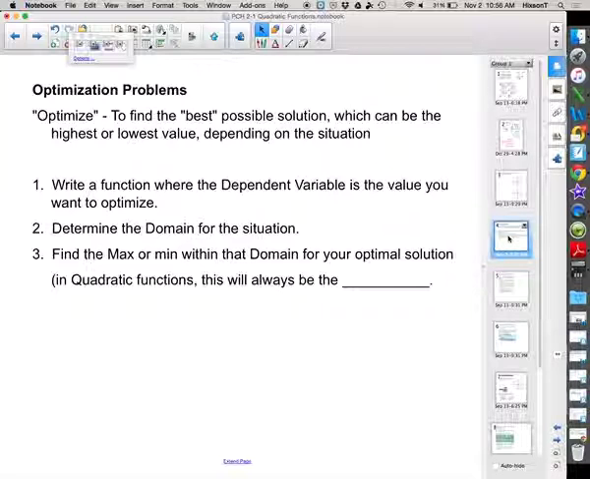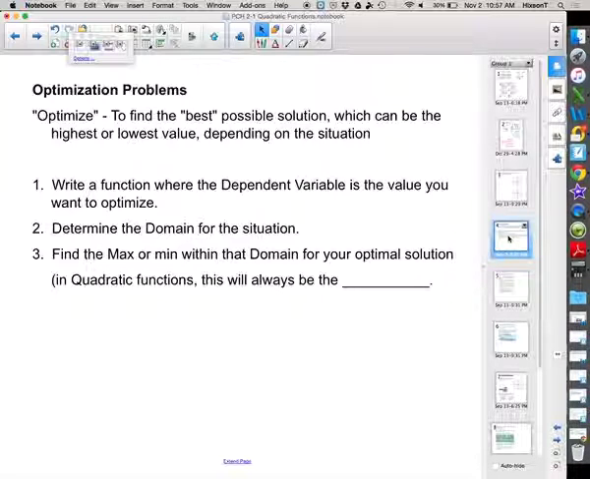Now, here's a basic strategy if you're trying to deal with an optimization kind of problem. First of all, of course, after you understand what the problem is saying and all of that basic stuff that applies to all problem solving, you're going to try to write a function where your dependent variable, that's the y, right? The dependent variable is the value you want to optimize. Okay? And that dependent variable is going to depend on some independent variable. Okay?